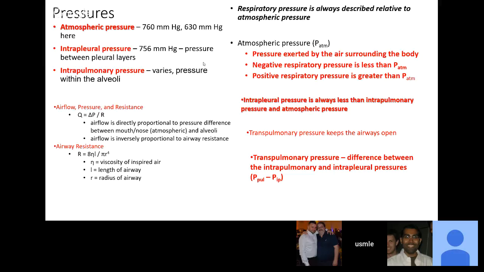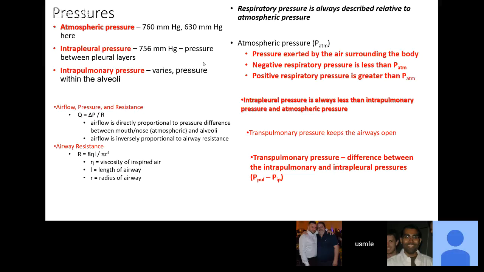So the big pressure that you need to know is the atmospheric pressure, which is 760 millimeters of mercury, which represents around 630 millimeters of mercury here. And the pleural pressure is slightly lower than the atmospheric pressure, 756. And then you're going to have the pressure between the layers, which you're going to see in a few minutes. And then you have the intrapulmonary pressure, and this one is going to vary depending on the breathing, inspiration or expiration, and the pressure is going to vary really within the baseline.